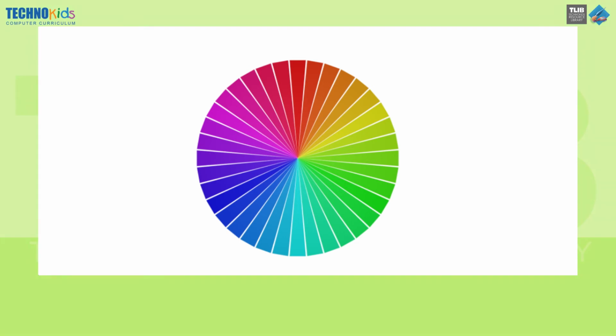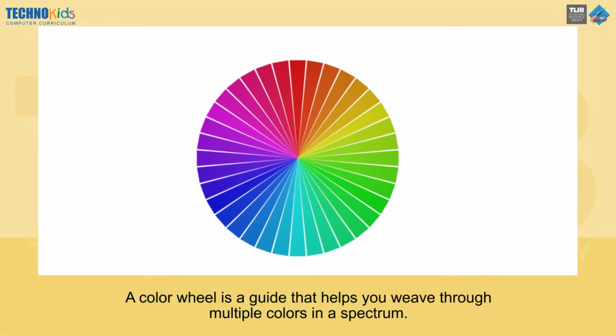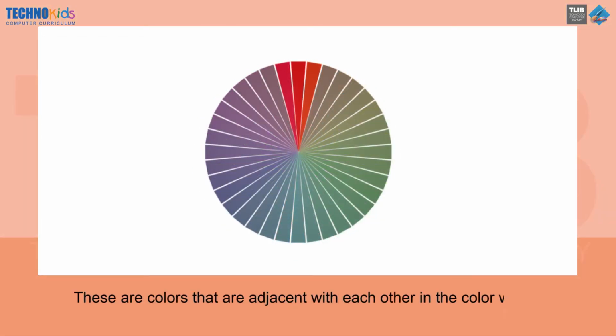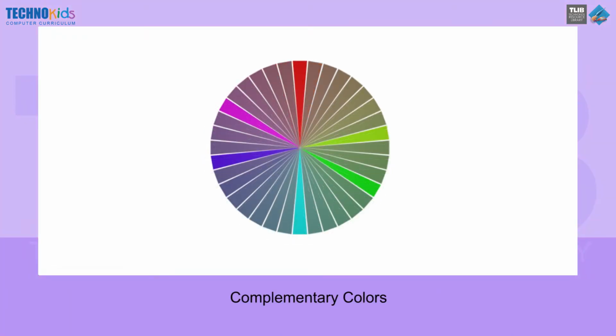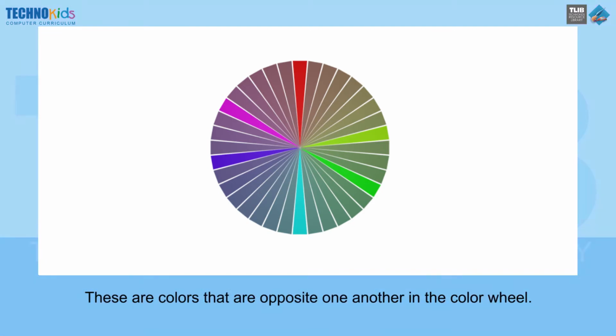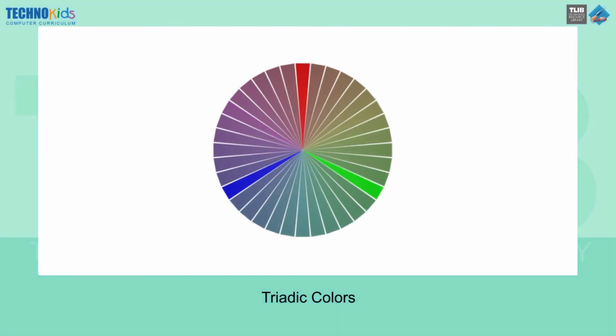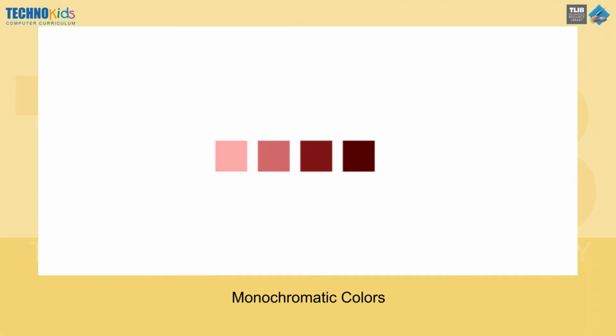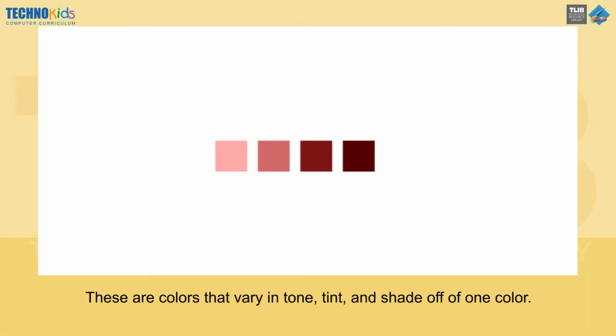Color wheel. A color wheel is a guide that helps you weave through multiple colors in a spectrum. Analogous colors. These are colors that are adjacent with each other in the color wheel. Complementary colors. These are colors that are opposite one another in the color wheel. Triadic colors. These are three colors that are evenly spaced in the color wheel. Monochromatic colors. These are colors that vary in tone, tint, and shade off of one color.